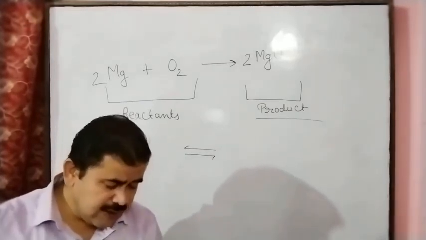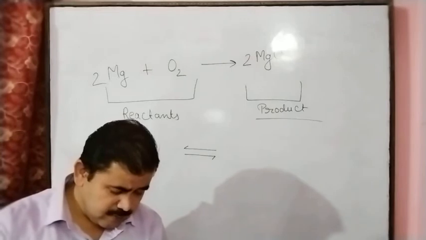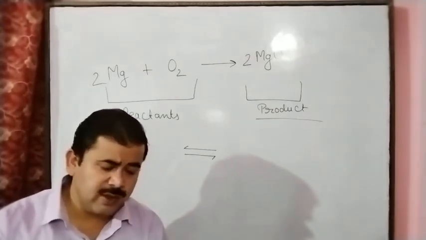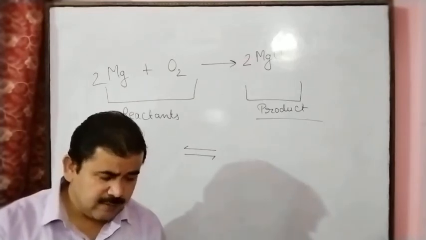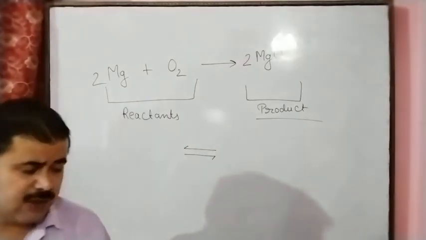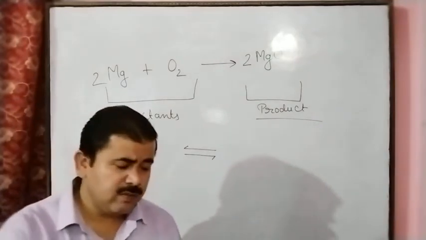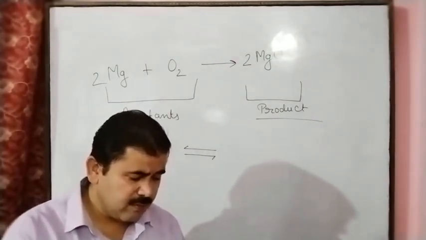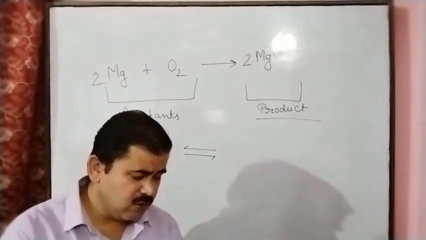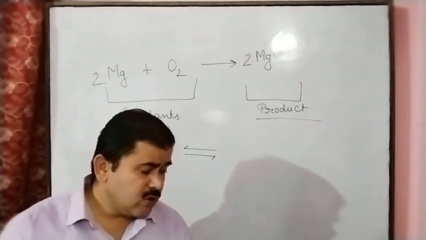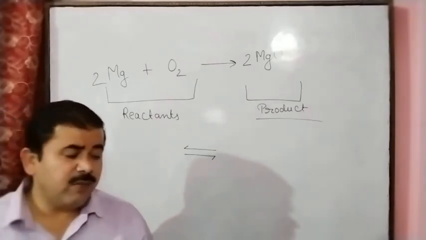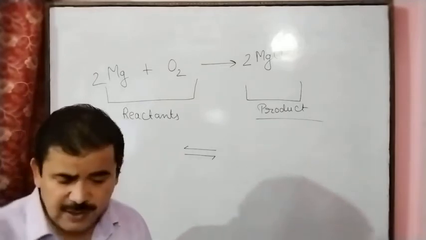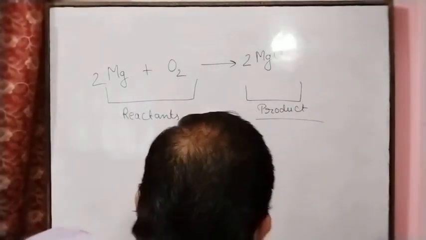So here you can see page number 16 of this chapter first. Exercise questions are given, page number 16, additional questions. We can see question number 19, balance the following simple equations. So we will see how to balance these equations.